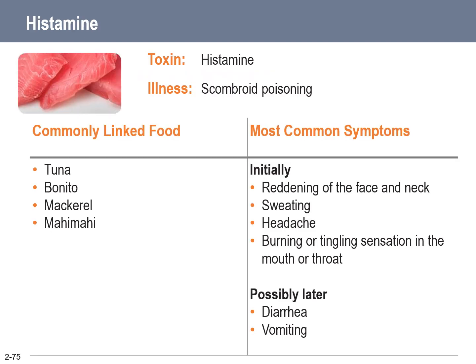So histamine, this is commonly linked to tuna, bonito, mackerel, and mahi-mahi. Initially, you can get a reddening of the face and neck. You can start to have sweats. You can get a headache. You can have a burning or tingling sensation in your mouth or throat. Possibly later on, you can or cannot have these symptoms as well. You could get diarrhea or vomiting or potentially both.